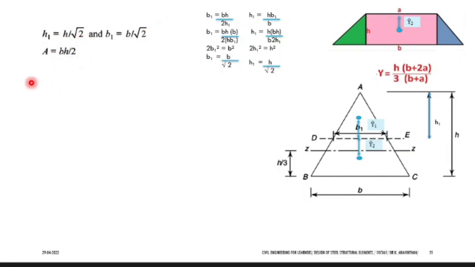What is the total area? How to find total area? Area of this triangle is half BH, which is written here. Okay. Now, what is Y1 bar?